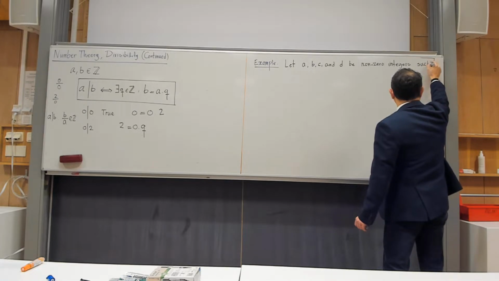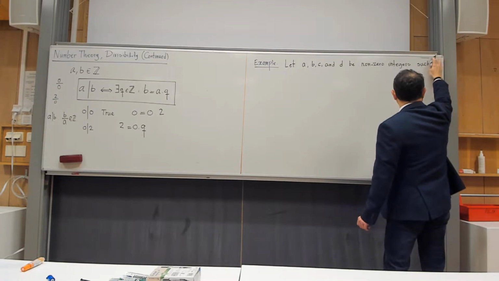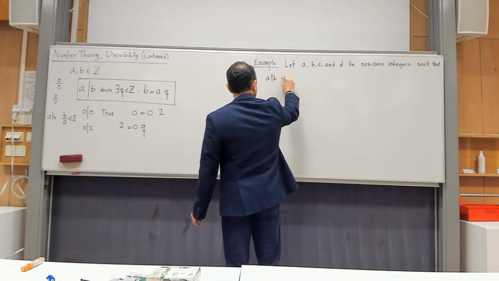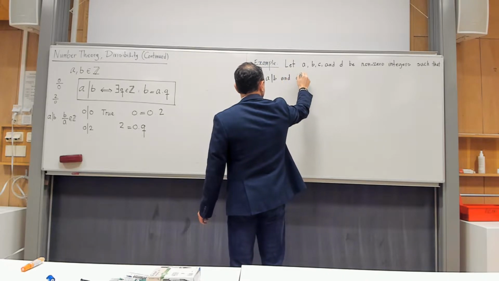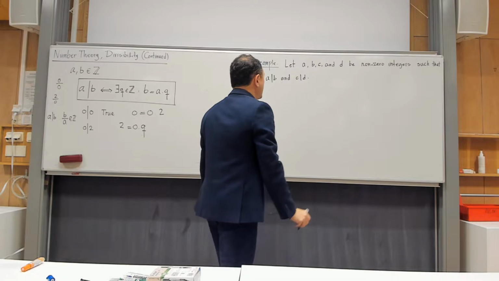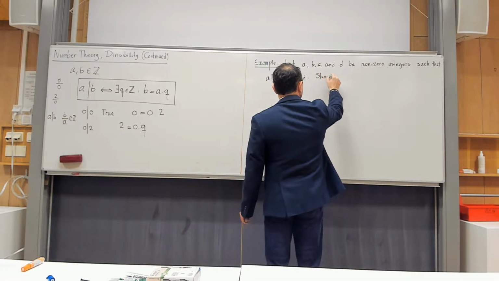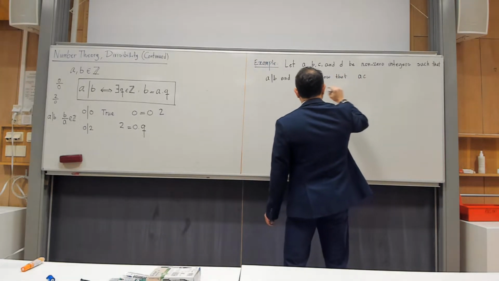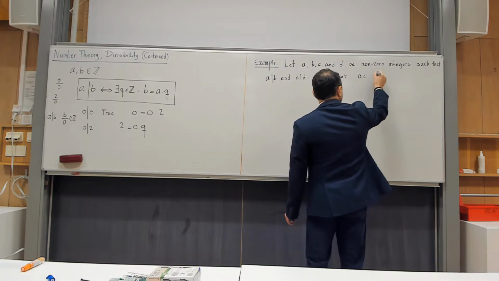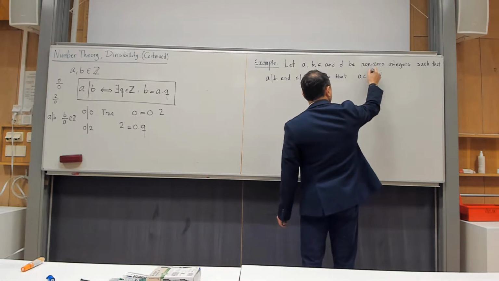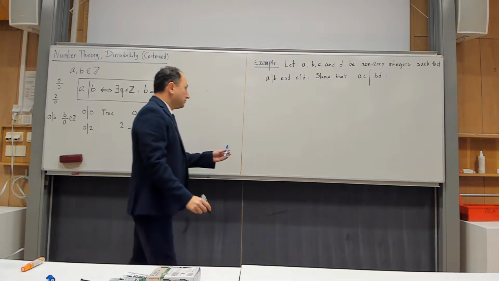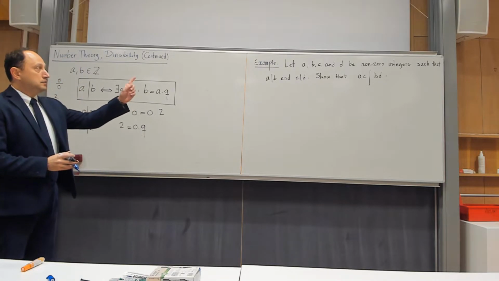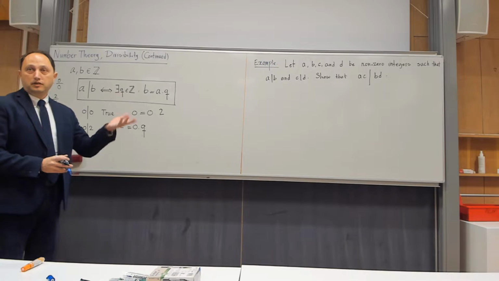Such that we know that A divides B and C divides D. Show that if I multiply A by C, it becomes a new number which will definitely divide B times D. So I want to show that if A divides B and simultaneously C divides D, then the product of A and C definitely will divide the product of B and D.